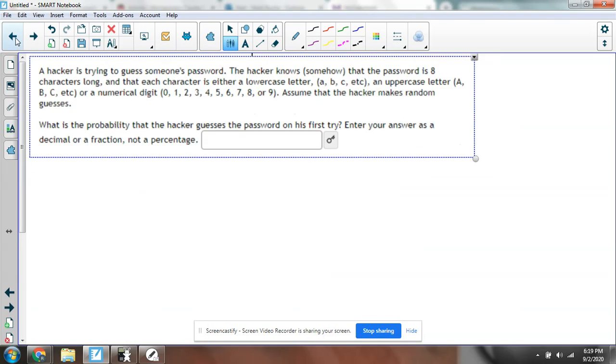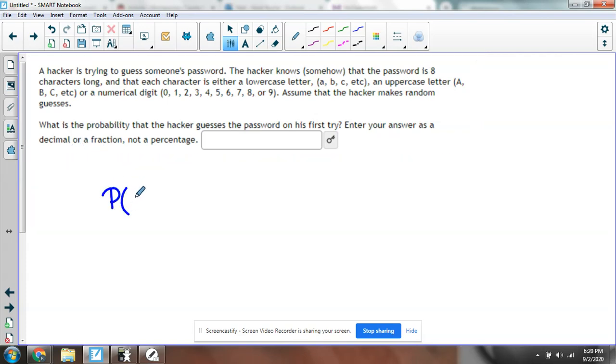Okay. Let's go back to this one. It's the hacker trying to guess someone's password. The hacker knows the password is 8 characters long, and each character is either a lowercase letter, an uppercase letter, or a numerical digit. Assume the hacker makes random guesses. What's the probability the hacker guesses the password on his first try? So we'll just say guess first try.